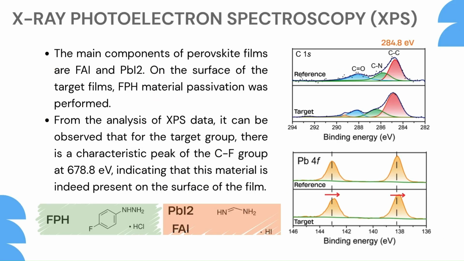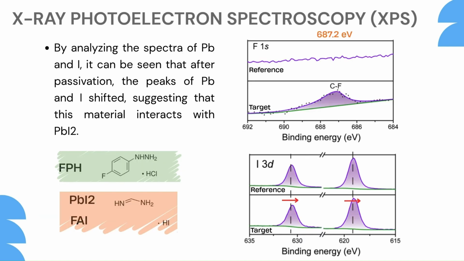The main components of perovskite films are FAI and PbI2. On the surface of the target films, FPH material passivation was performed. From the analysis of XPS data, it can be observed that for the target group, there is a characteristic peak of the C-F group at 678.8 eV, indicating that this material is indeed present on the surface of the film. By analyzing the spectra of Pb and I, it can be seen that after passivation, the peaks of Pb and I shifted, suggesting that this material interacts with PbI2.